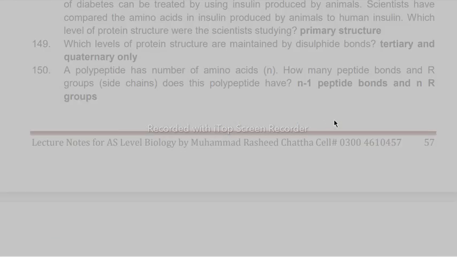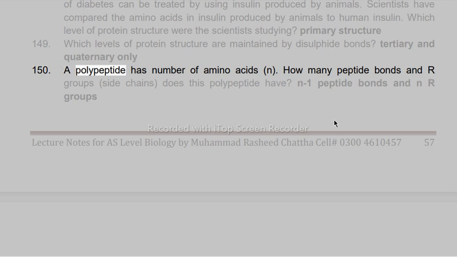Some forms of diabetes can be treated by using insulin produced by animals. Scientists have compared the amino acids in insulin produced by animals to human insulin. Which level of protein structure were the scientists studying? Primary structure. 149. Which levels of protein structure are maintained by disulfide bonds? Tertiary and quaternary only.